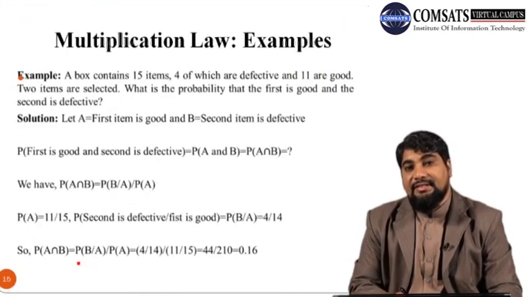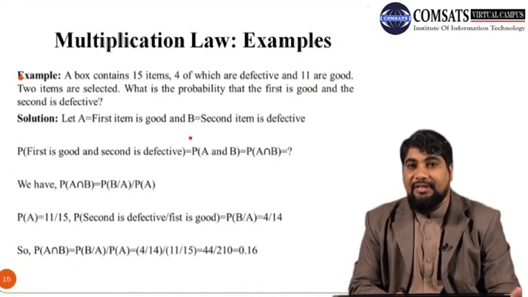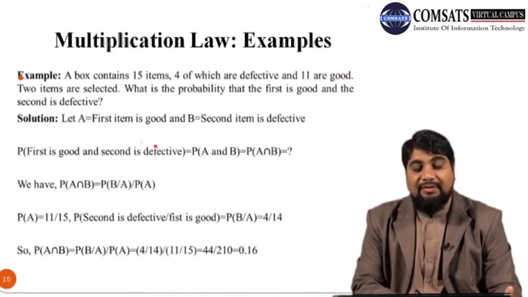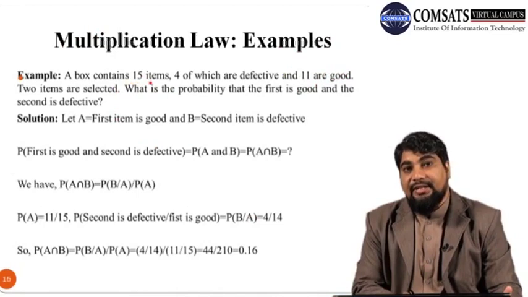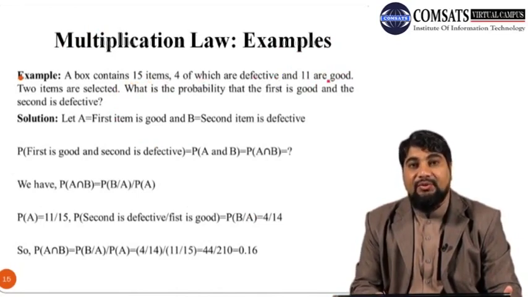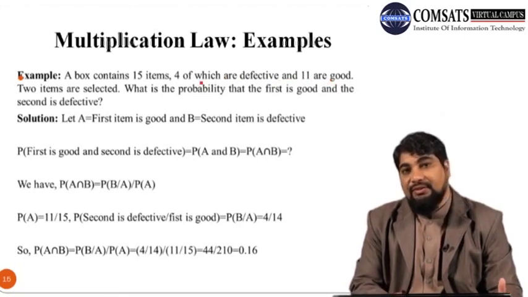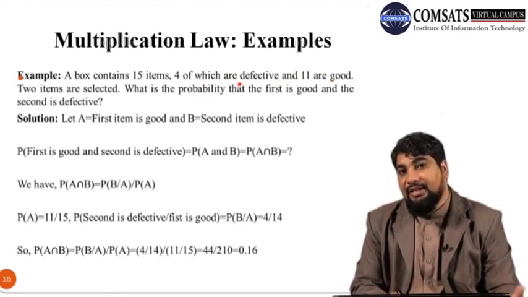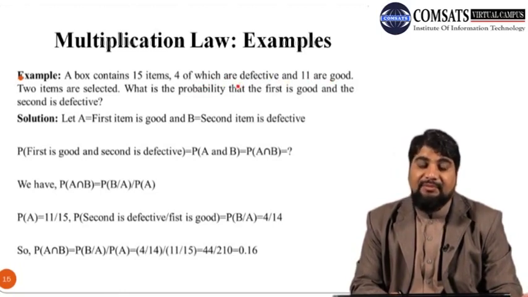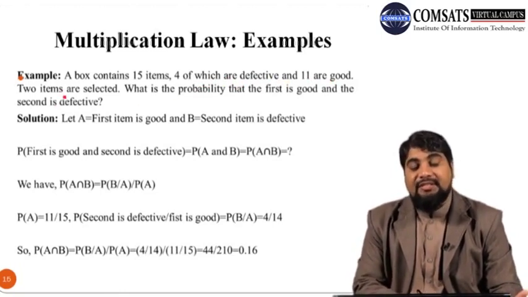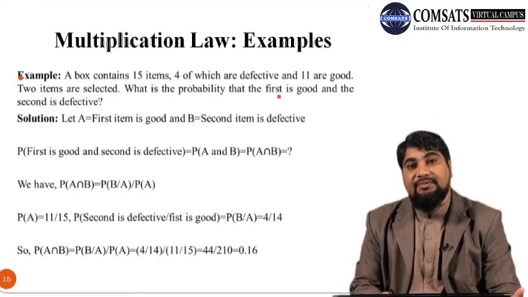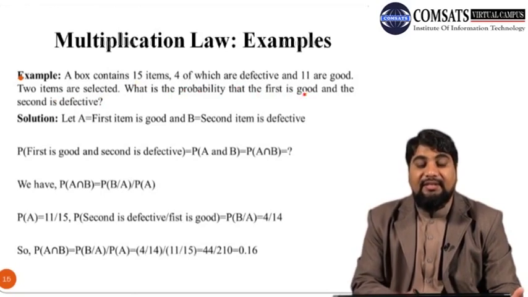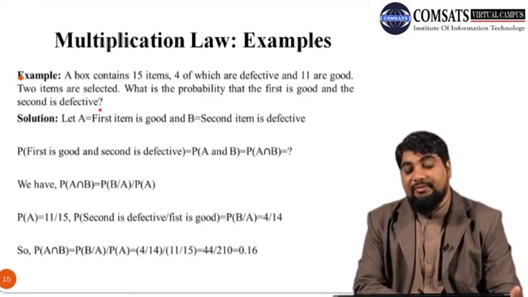So now let us discuss the examples which are related to this issue. A box contains 15 items, 4 of which are defective and 11 are good. So out of 15, 4 are the defective items, and the remaining 11 are the good items. So 2 items are selected out of 15. What is the probability that the first is good and the second is defective?